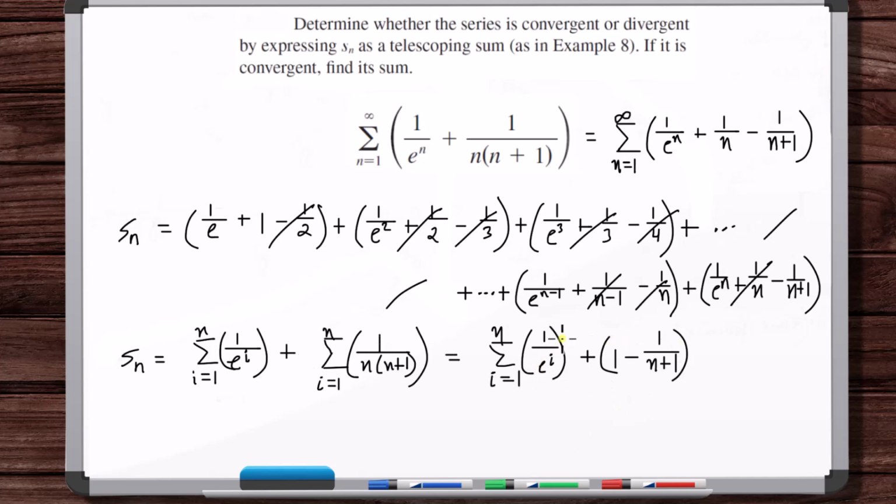Okay, but we still have this here. Okay, now we saw this is not telescoping, so what do we do? Well, there's only one other method we've learned so far to find an S of n, and that's if we have a geometric series, and this is geometric. We can take out the i, we can write it this way.